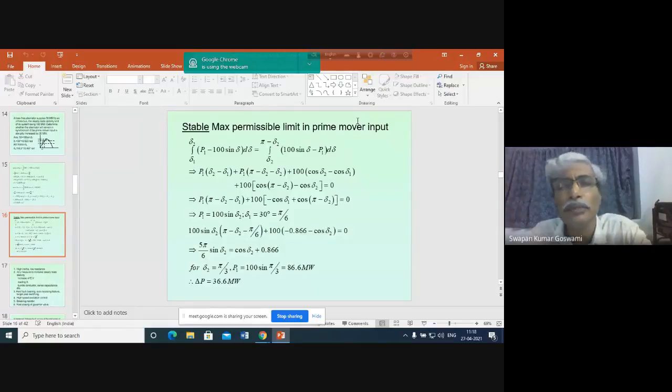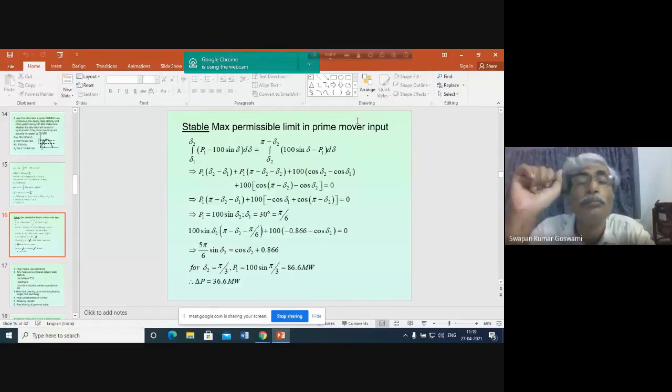Then you will not be able to obtain an area A2 where the generator will return and the synchronous speed will be restored. Okay, so there must be some limited disturbance. The disturbance must have some limit. So we shall have to check up to what limit you can increase the input power so that the generator will maintain synchronism.